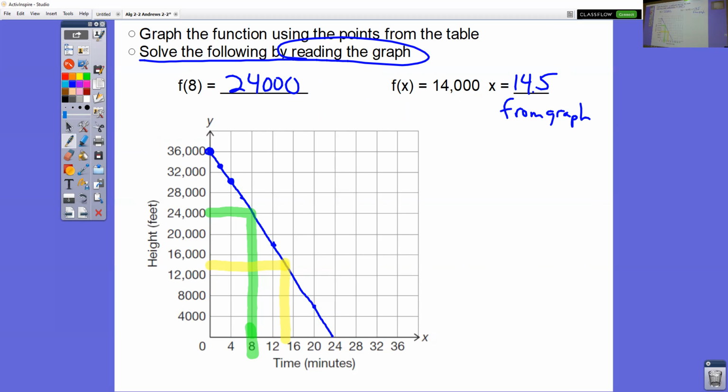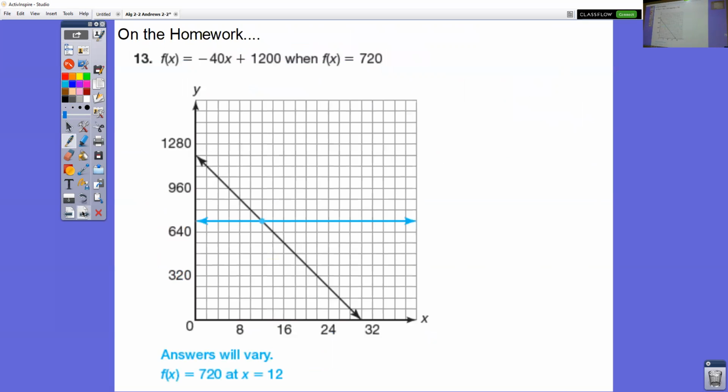If you wanted the exact number, you would have to set up an equation and say 14,000 equals, our equation was 36,000 minus 1,500t. So if they wanted you to do it exactly, you'd have to sub it into here. But they just want you to read it from the graph on this particular question.